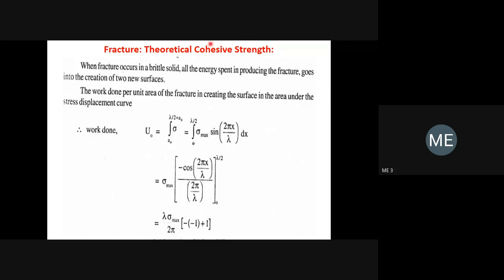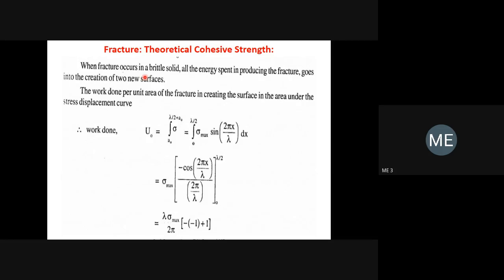So now, when fracture occurs in a brittle solid, all the energy spent in producing the fracture goes into creation of two new surfaces. That's why I gave the example of surfaces. So why am I telling you about surfaces? You apply some amount of load. Imagine something simple, forget about high complex engineering. You take one biscuit, you pull it, it breaks. It will form new surfaces, two new surfaces. So already you have spent some amount of energy.